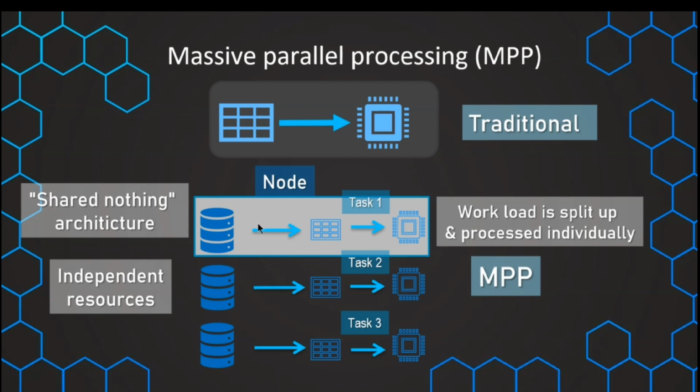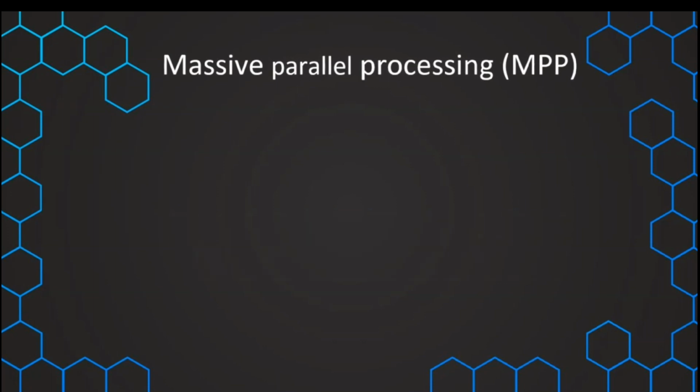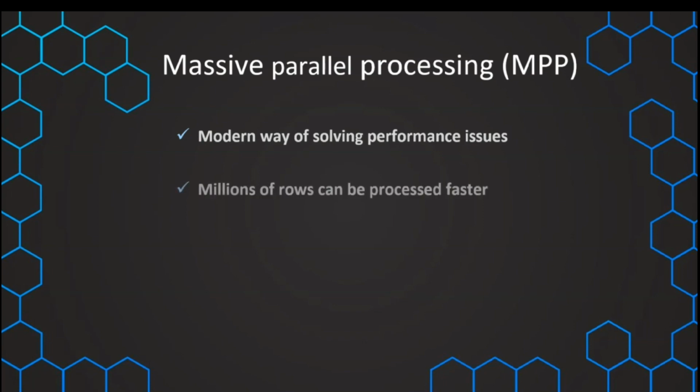So we need to have a connection between them. And with these individual nodes, we can now benefit a lot, because all of that work is processed in parallel. So this massive parallel processing is now a very modern technology and an answer to solving those performance issues that come with large amounts of data. So with that, we can now process millions of rows much faster, because we run those tasks all in parallel.